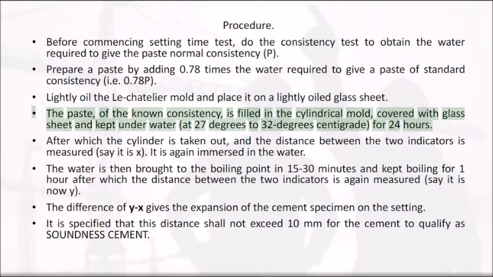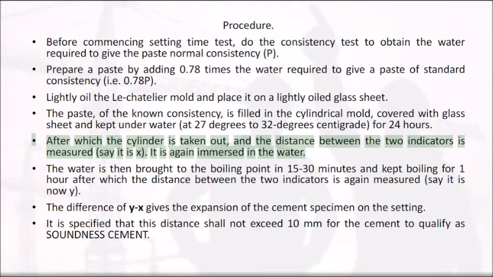The paste, of the known consistency, is filled in the cylindrical mold, covered with glass sheet and kept under water, at 27 degrees to 32 degrees centigrade, for 24 hours. After which the cylinder is taken out, and the distance between the two indicators is measured, say it is x. It is again immersed in the water.